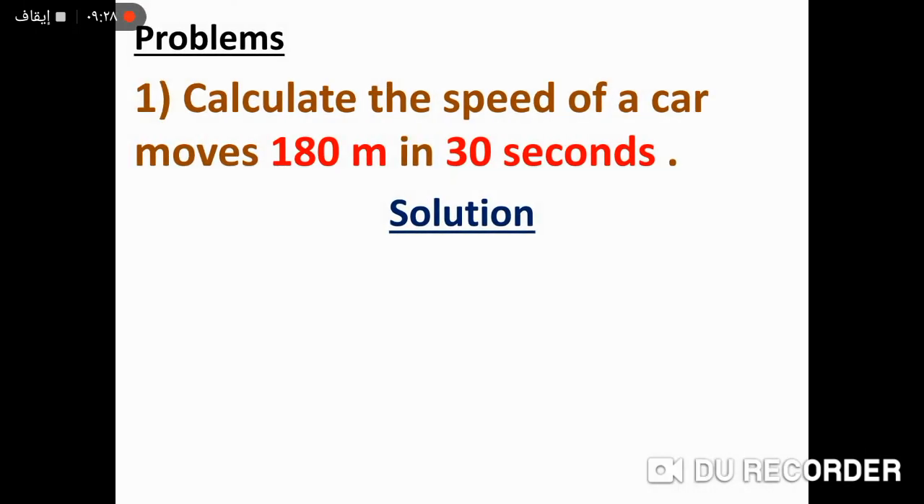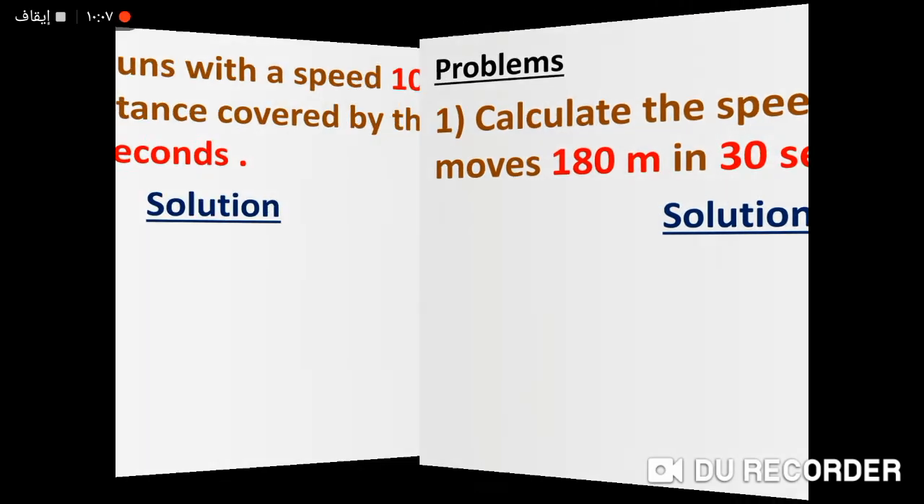Okay. Problems. Calculate the speed of a car that moves 180 meters in 30 seconds. Here in this problem, we want to find the speed. You will put the law of speed, V equal d over t. D is called distance, 180 meters. T time is 30 seconds. Here we haven't to convert any unit to another unit. So you will use 180 over 30 equals 60, and put the unit of speed, meter per second.